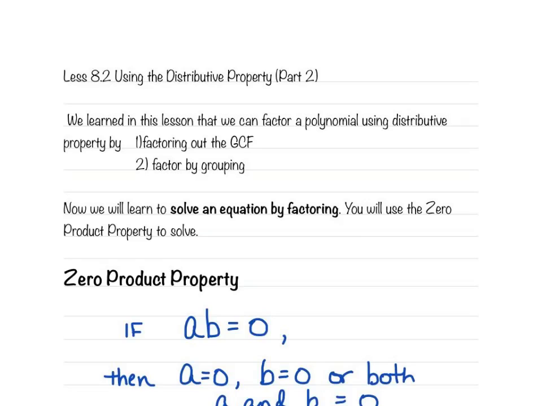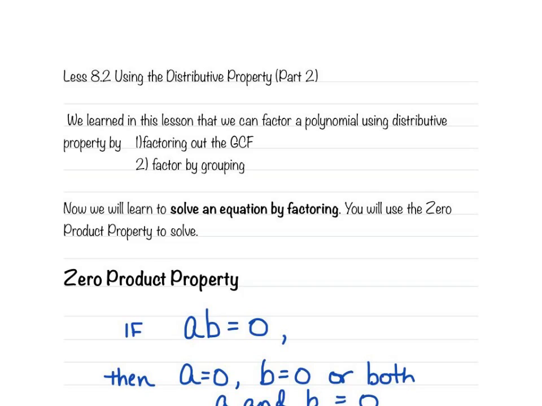Lesson 8.2, using the distributive property. This is the second part of lesson 8.2. We learned in this lesson so far that we can factor a polynomial using the distributive property, either by factoring out the greatest common factor. That's the first way that we learned to factor a polynomial, or by factor by grouping. That's when we have 4 terms and we're able to group.